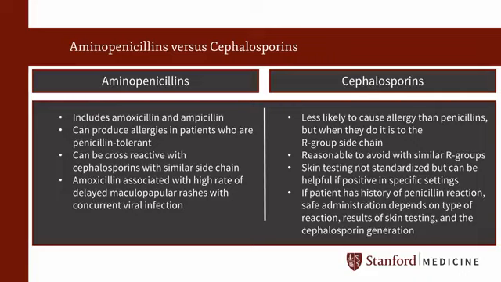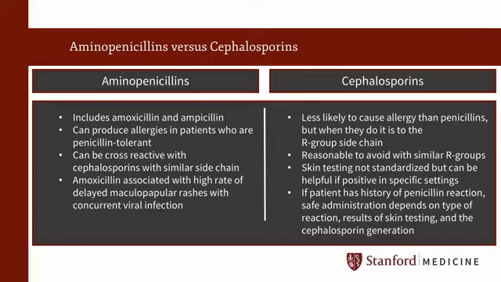Aminopenicillins include amoxicillin and ampicillin. These can produce allergies in patients who are penicillin tolerant. It is mediated by structural side chains rather than the beta-lactam ring. Aminopenicillins can be cross-reactive with cephalosporins with a similar side chain. Most commonly, though, amoxicillin is associated with a high rate of delayed maculopapular rashes, usually in the setting of a concurrent viral infection.